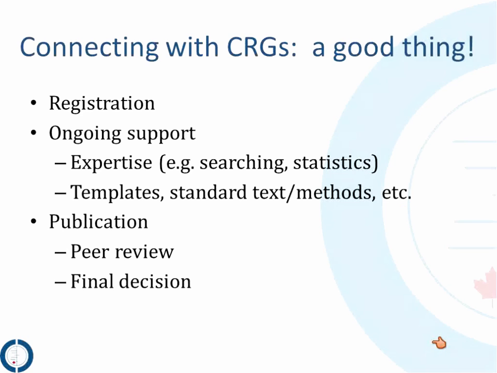Once your review is registered, your review group will provide ongoing support and assistance. As authors, they are your first point of contact for help with your review. Importantly, your review group has experts in literature searching and statistical methods who can help with your review. The Cochrane Review Group may also provide templates and tools for your review. Finally, the review group is responsible for editing and publishing your review, including managing the peer review process. Like any journal, your Cochrane Review Group reserves the right not to publish a protocol or review if it doesn't meet the Cochrane Collaboration's editorial standards.